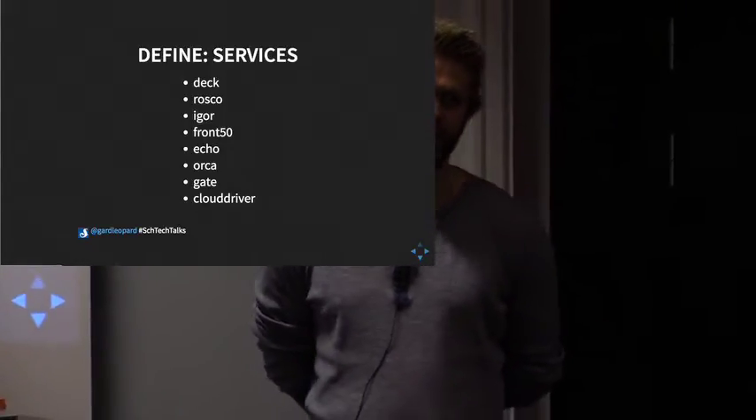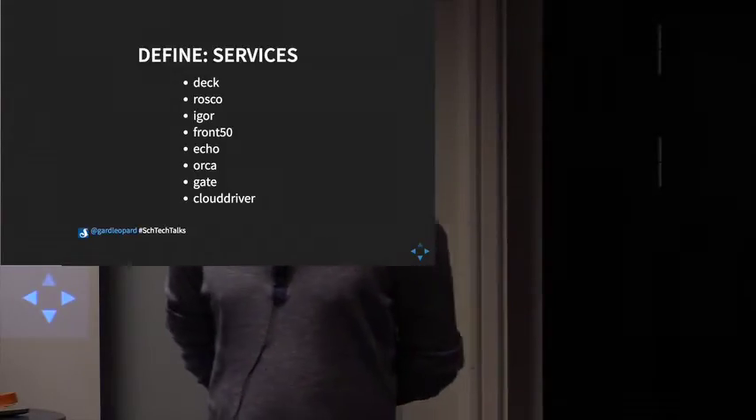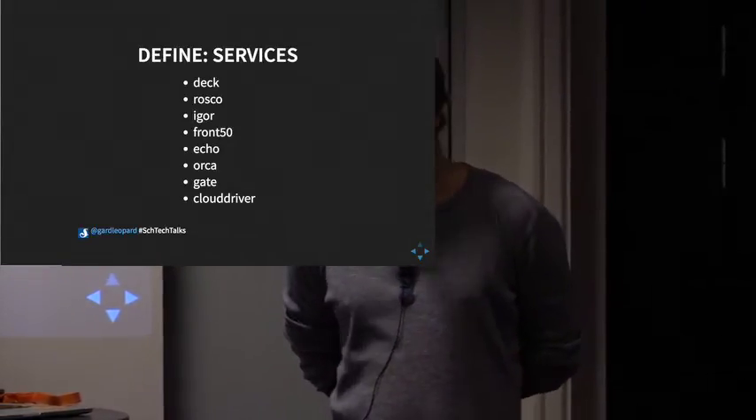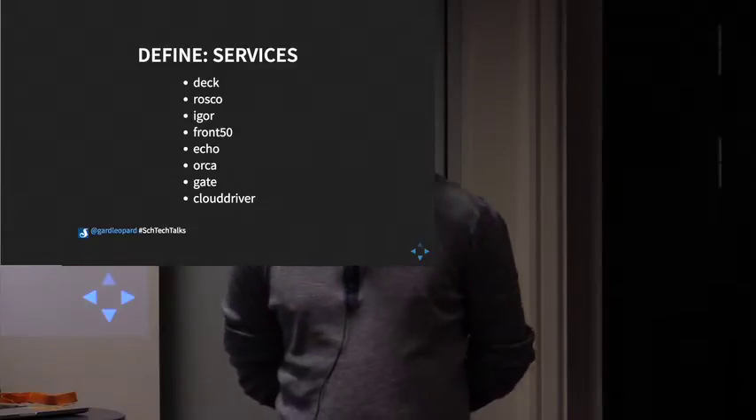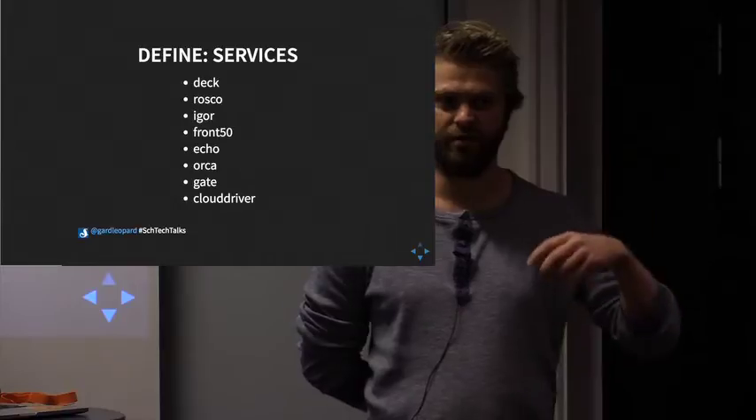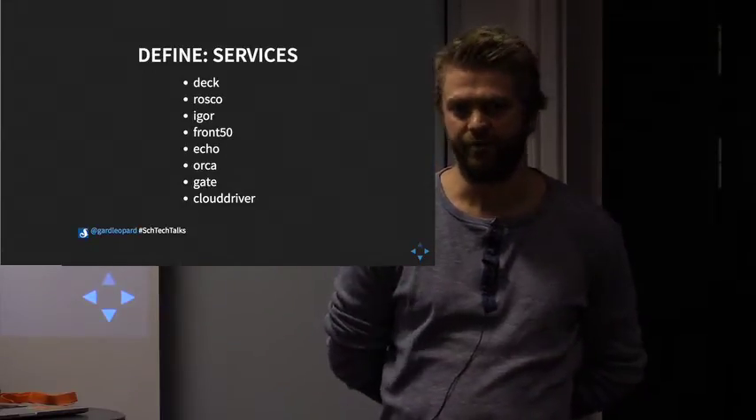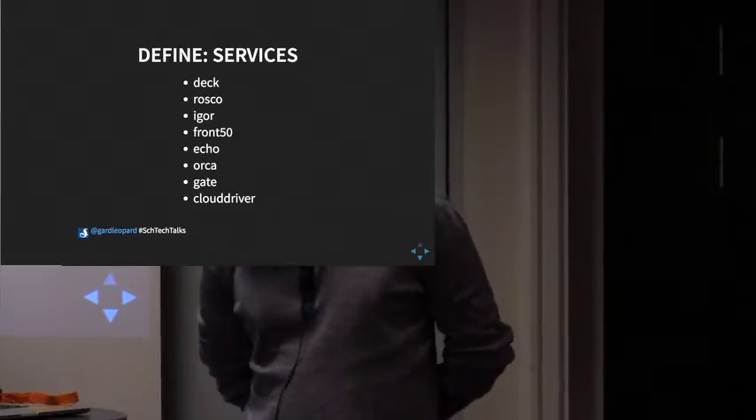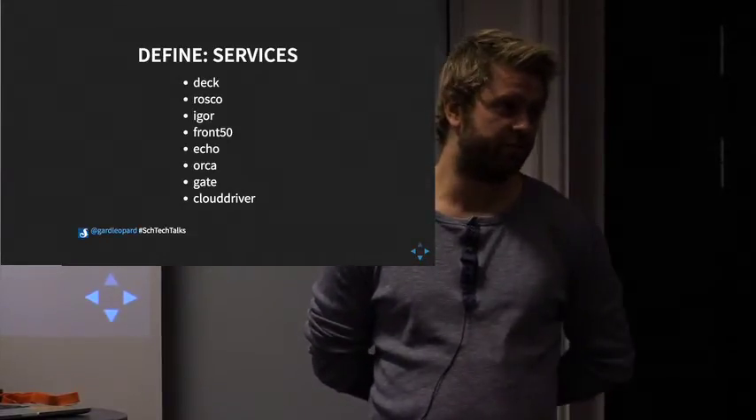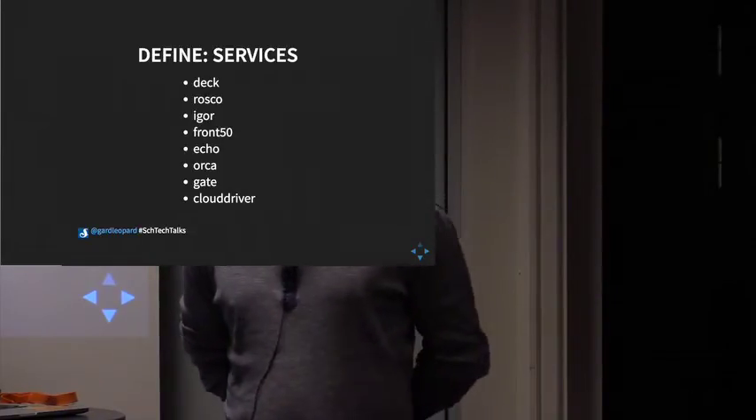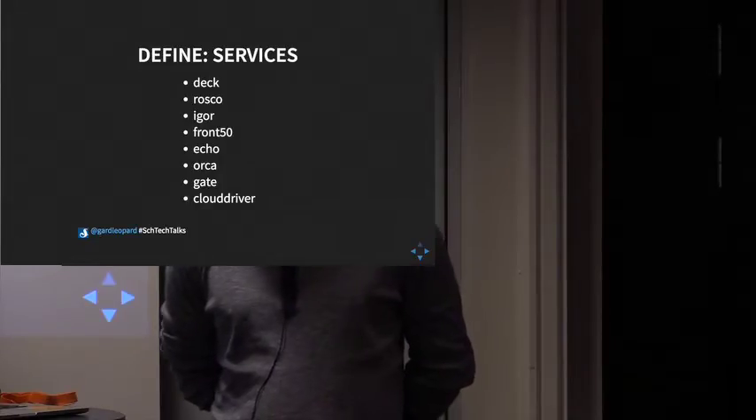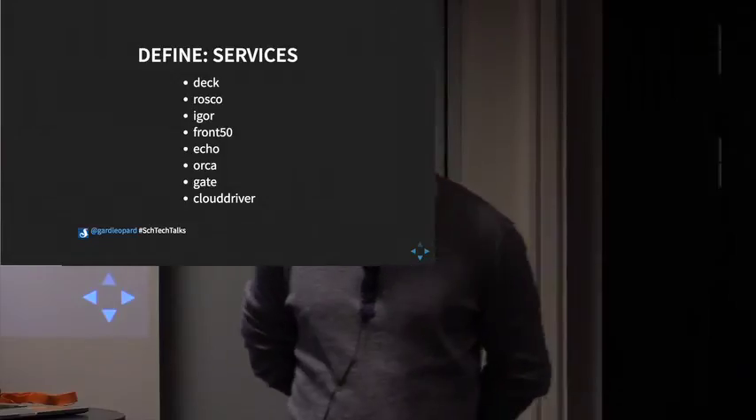We have Front50, that's a storage service. It's storing all your pipeline definitions and all your pipeline executions. Echo is an event bus, so it listens to events and emits events. Or it has an API to collect events and then it ships them. Orca is the orchestrator. So when you're executing something in your pipeline, Orca is the one orchestrating, picking stuff from CI, running it out to the cloud or triggering a bake or whatever. Clouddriver is the component that talks to all the various kinds of clouds and also Eureka and the console, I think. Yeah, it's true.